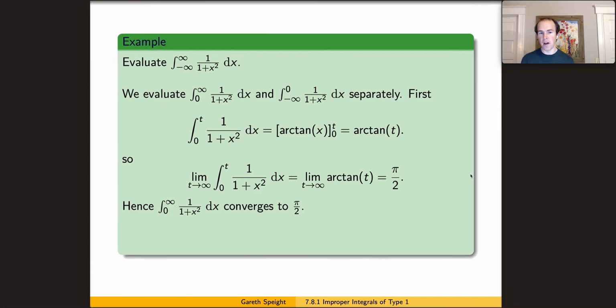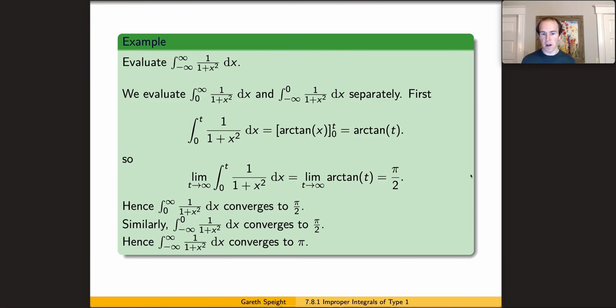And then you could do the same thing on the other side, right? So you could do t to 0, and then you could let t go to negative infinity, and you'll get the same answer, pi over 2. It's just the same calculation, but with something swapped around. So both of the one-sided improper integrals converge. Hence, the two-sided improper integral converges to the sum. In this case, that's pi over 2 plus pi over 2, which is pi.